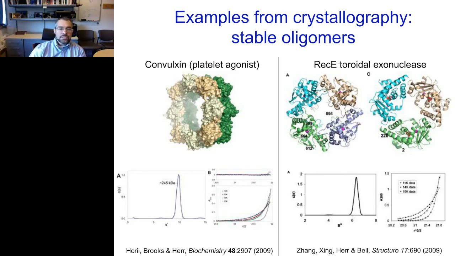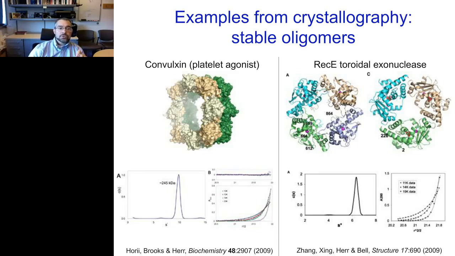On the left, we see convulsin. This is a lectin-like protein from South American rattlesnake venom. But it turns out it's an extremely potent agonist of platelets because it binds to and activates the platelet collagen receptor called GP6. Now, it had been shown by a couple of groups when they saw the structure that this forms this really interesting heterooctameric ring. So alpha, beta, alpha, beta, alpha, beta, alpha, beta. And I'm showing you that in tan.